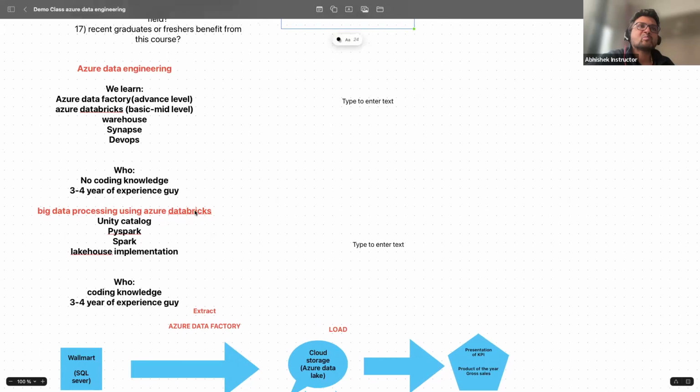I'm interested in working on that part. So you can enroll for both. If you want to learn PySpark and also ETL, then you can enroll for both.